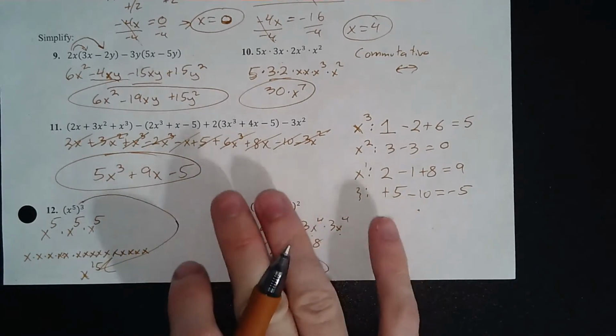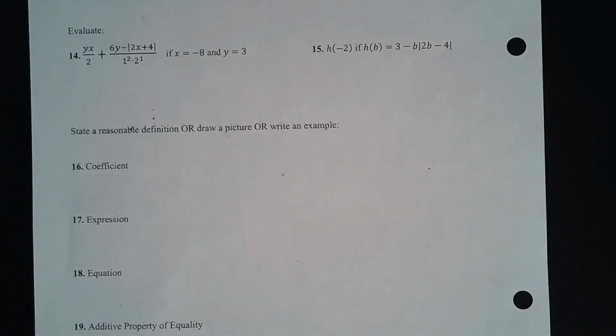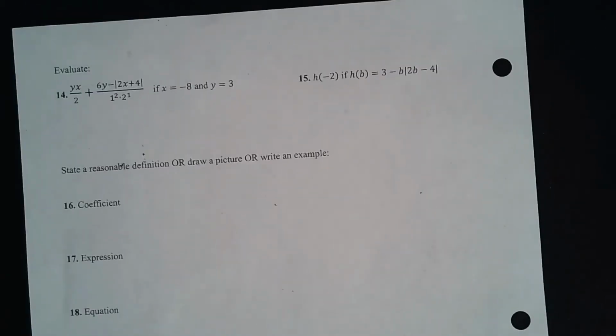Not too bad. We are done with this side. Let's go to the back side now. Evaluate. So remember, evaluate means give me a number. So both of these questions, they want a single number for me. So it says if x equals negative 8 and y equals positive 3. So let's go ahead and substitute.